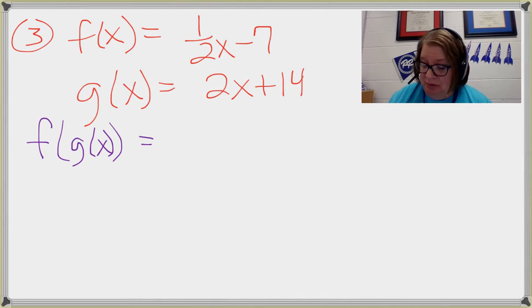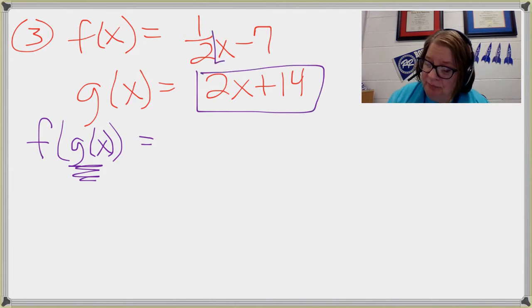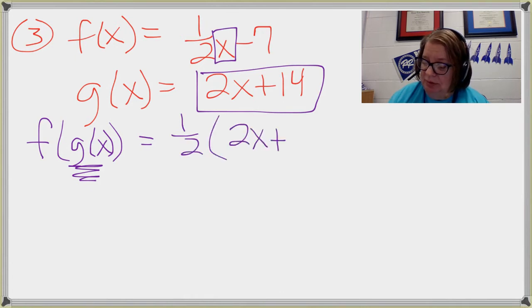Start inside the parentheses. What's in the parentheses? g of x. What do we do with what's in the parentheses? We substitute it in for the variable. So I'm going to take this 2x plus 14 and substitute it in for this x. So what do we start with? 1/2. In place of the x is (2x plus 14) minus 7.